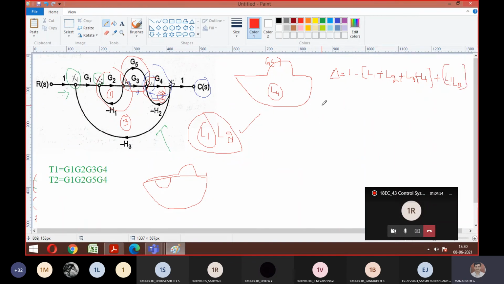So now tell me how it is. How many forward paths did you tell? You told two forward paths. So it means I should find delta 1, delta 2. Delta 1 is 1 minus any loops which are not touching forward path 1. All are touching, sir. All are touching. It means I can conclude delta 1 is equal to 1 only. Compare here, you can see all the paths are touching each other, all loops, right? Delta 2, second? All are touching, sir. Then delta 2 is also equal to 1.